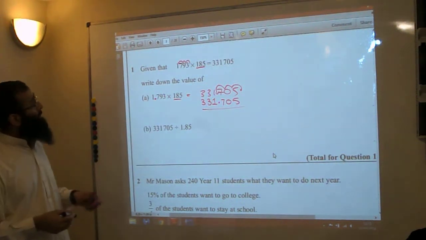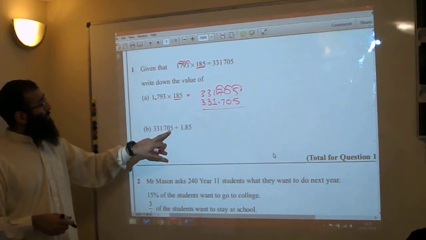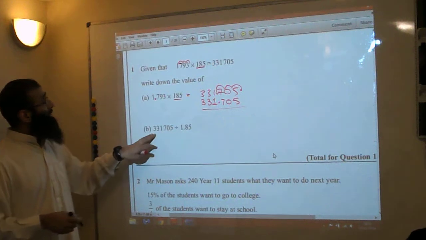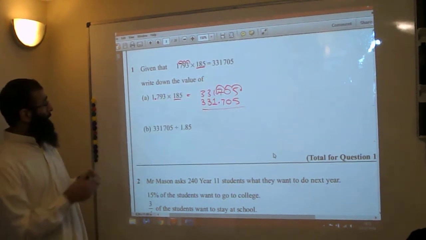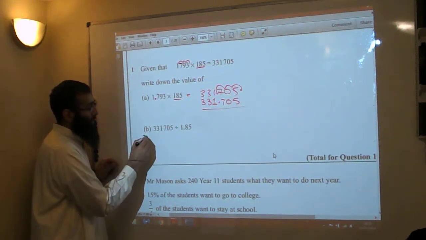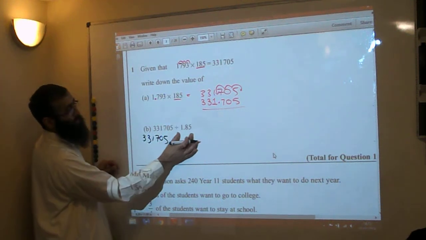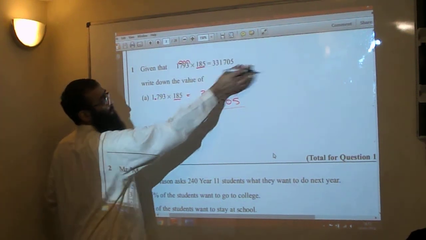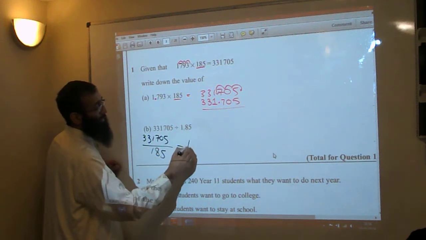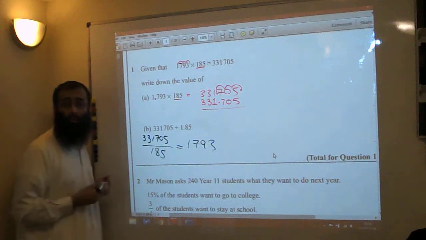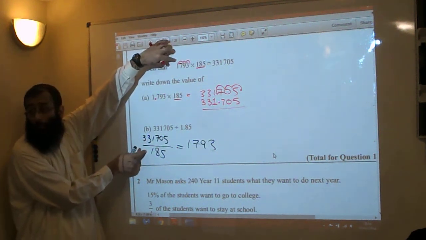Okay, now, if you look at question B, 331705 divided by 1.85. This is a variation of our original question. So let's rearrange that. We have 331705, and we divide by 185. The opposite of times is divide, so if you divide it normally by 185, you should have got an answer of 1793. So I've manipulated the original question, and we're going to compare that with the question they've given us.